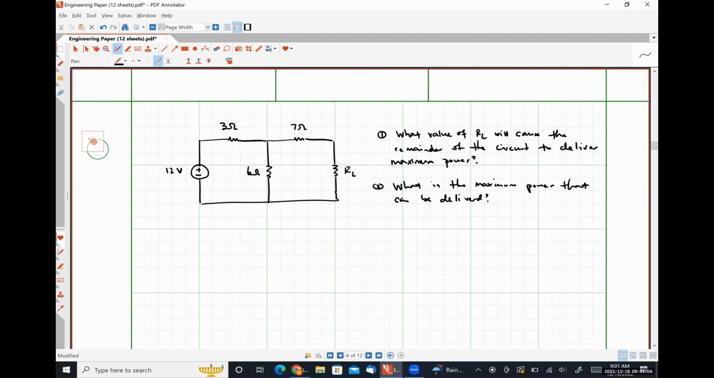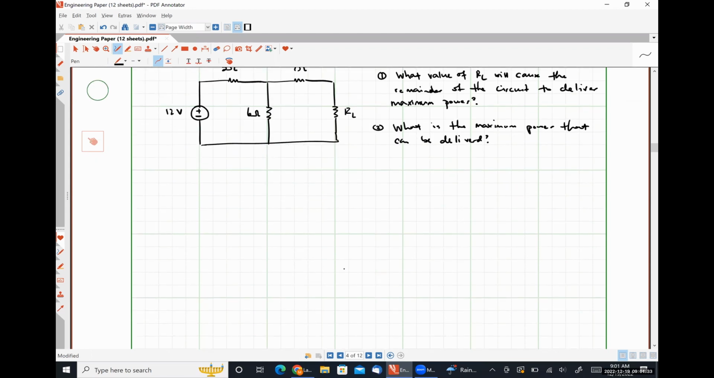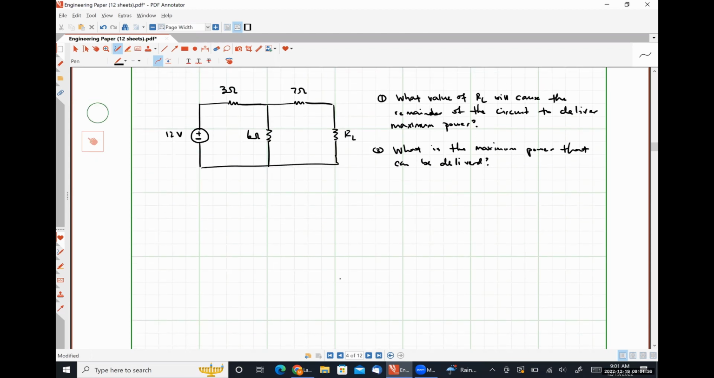So effectively, what part one is asking us to do is to convert everything that isn't RL into either a practical voltage source or a practical current source. Once we have a practical voltage source or a practical current source connected to just RL, then we can simply figure out what that value of RL is and use our equation. So you guys tell me how I'm going to convert this circuit into either a practical voltage source connected to RL or a practical current source connected to RL.